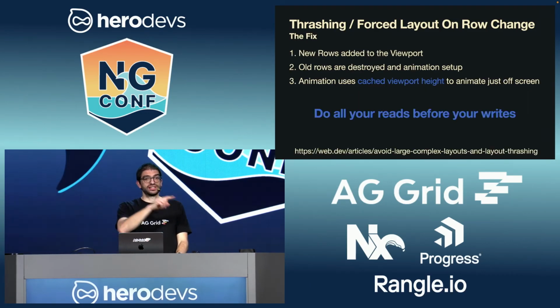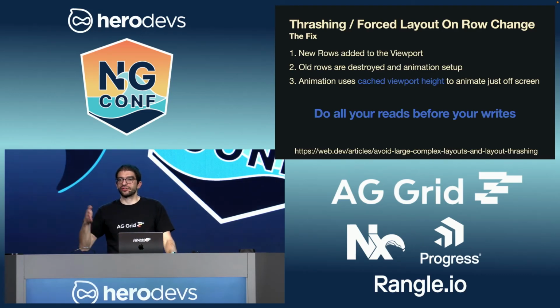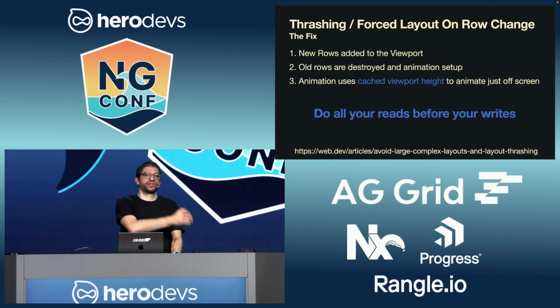So because we were able to see this link, we could then say, well, the new rows are added, the old rows are destroyed, and instead of recalculating the height, we just used the previous version. Because it's just an approximation for the animation speed, it's fine in this case just to take that last value, so we don't have to force the browser to recalculate the styles for us. So again, we removed that recalculation and sped everything up.